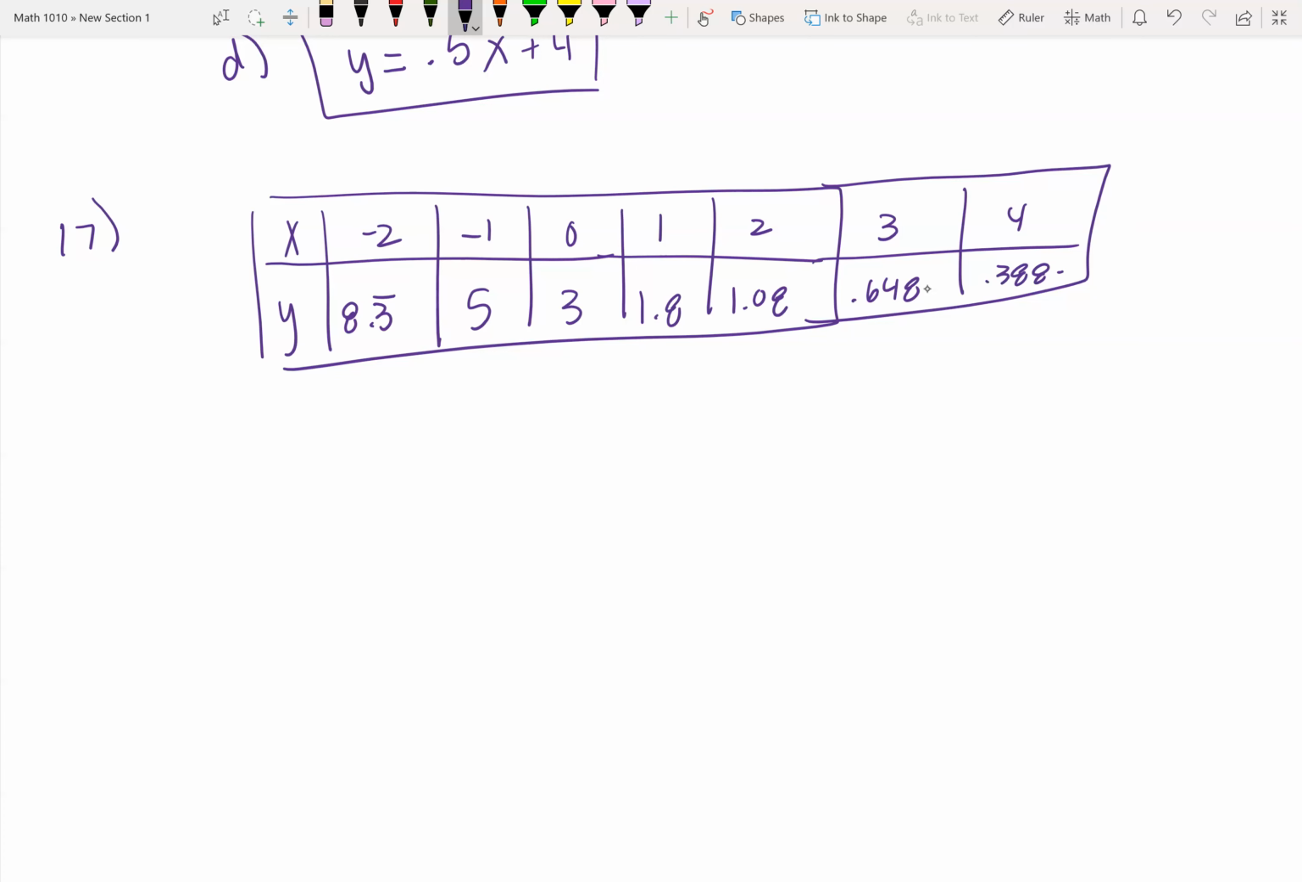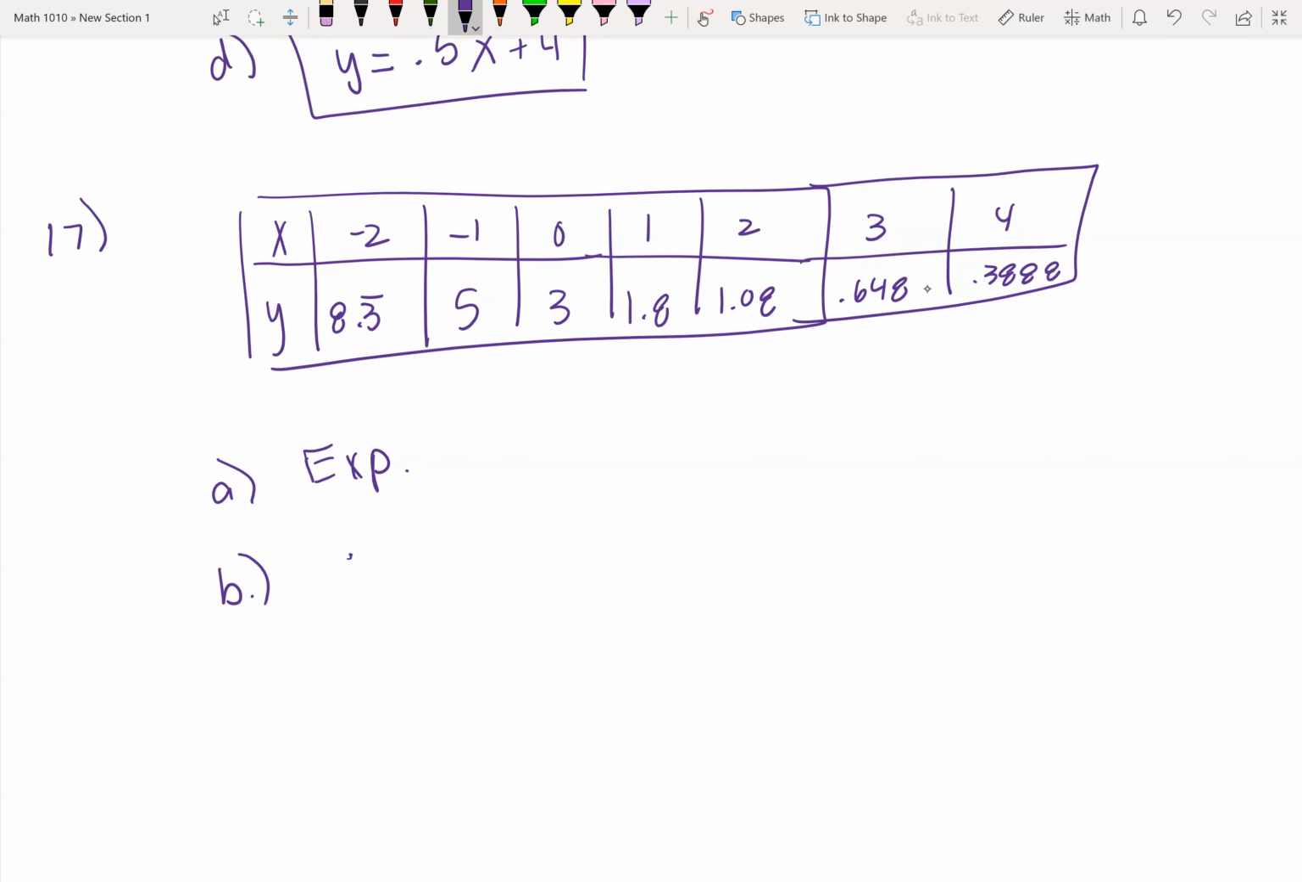Okay, so guys, I know this is not linear because look, this is going down by 2. Is 3 minus 2 1.8? No. So I know it's not linear. So part A is going to be, it has to be exponential, okay? Part B, if it's exponential, find the growth rate or the decay rate, okay? So ours is going down, so it's called the decay rate.